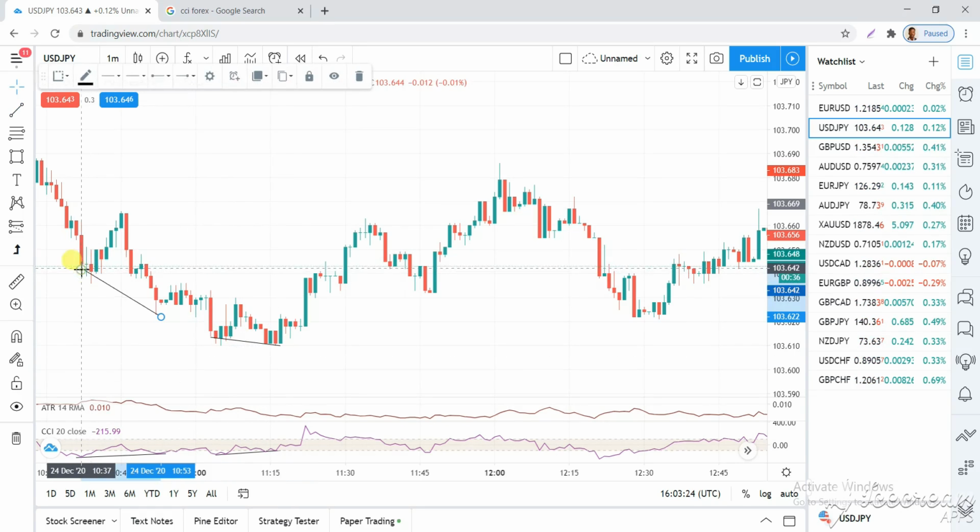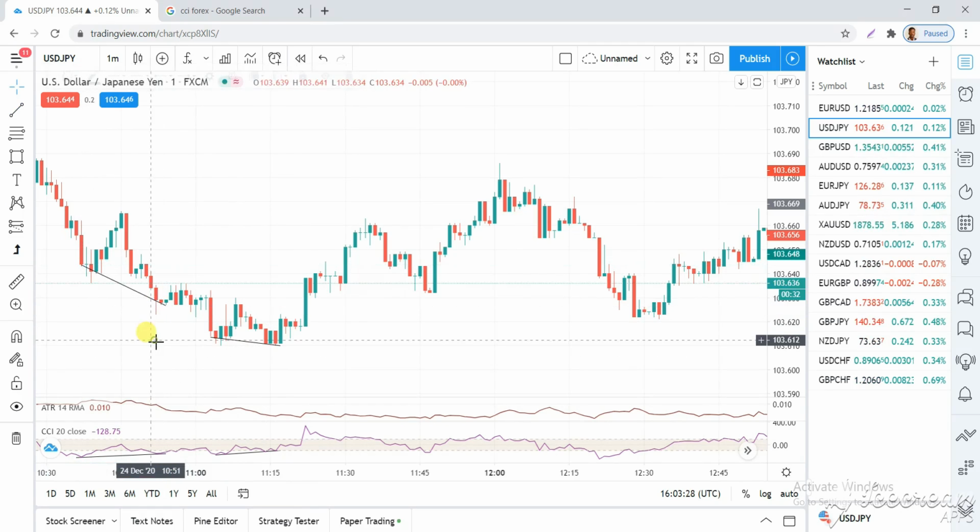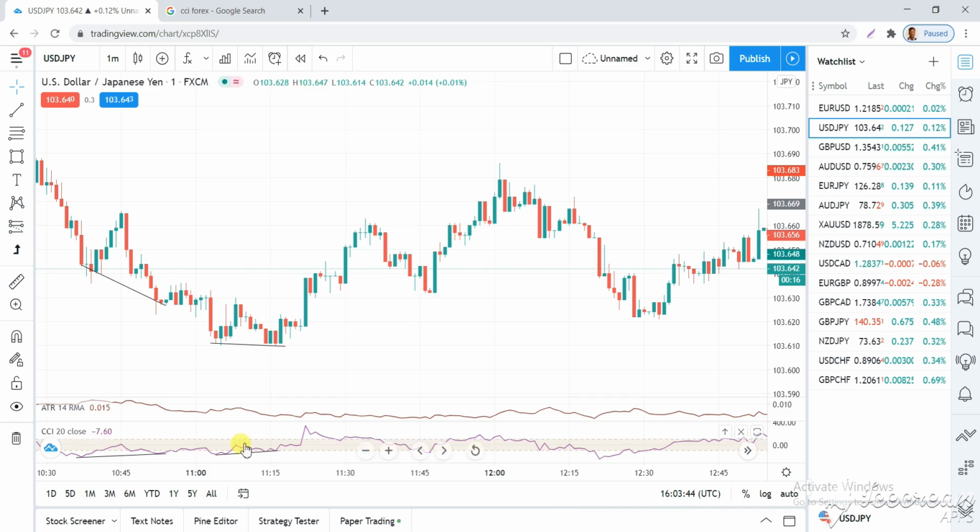So at this point you can see there is a divergence. If you're using the bodies, I don't care if it's the body or the wick. All I know is if I see divergence, I will trade. At this point you can see there's a divergence, and right at that point where we saw the divergence, we saw this engulfing candlestick.